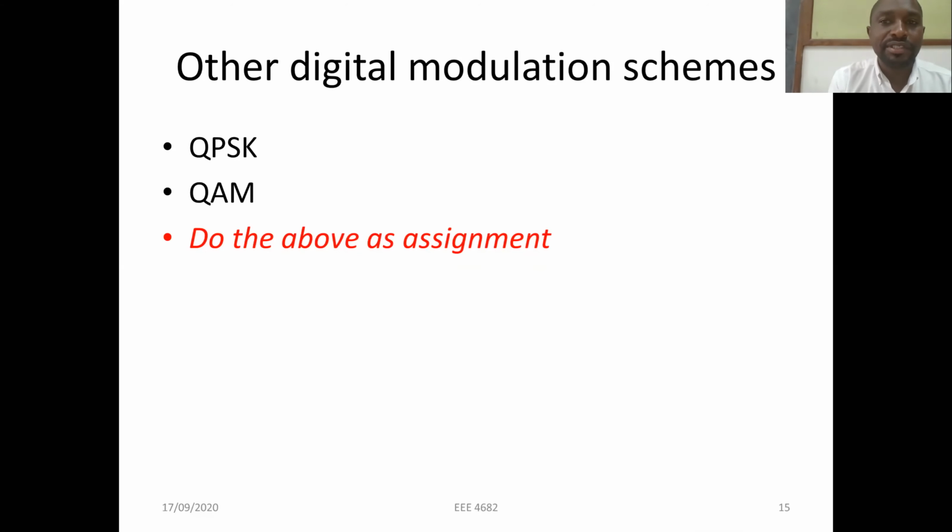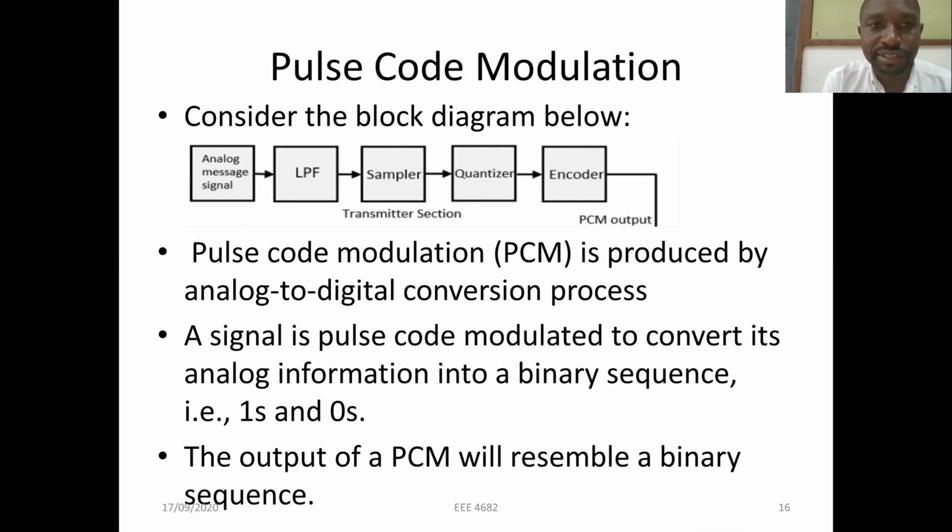There are other digital modulating schemes such as quadrature phase shift keying, quadrature amplitude modulation, and so on and so forth. I leave this for you to do as an assignment to explore other digital modulation schemes. But before we wind up this lecture, I want us to talk about pulse code modulation, which is another digital modulation scheme using a pulse.